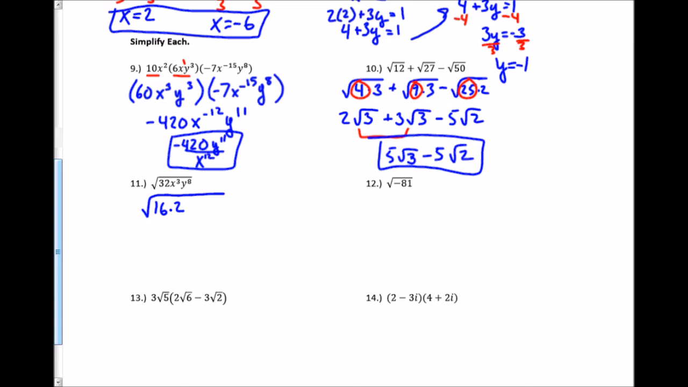For a variable to be a perfect square, I need exponents that are divisible by 2, so I'm going to break this down to an x squared times x. Y to the 8th is already a perfect square because it's got an exponent that's divisible by 2.